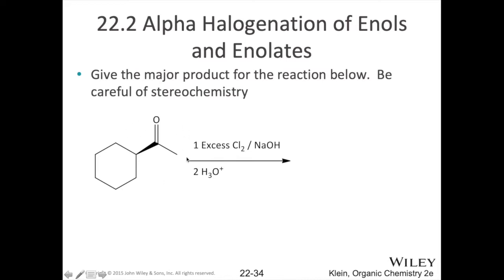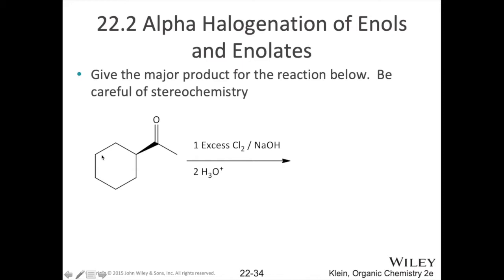Here's a ketone. Go ahead and draw the product for the reaction below. If you paused this and took a crack at this problem, hopefully, in addition to this methyl group, you noticed that there is a hydrogen on this alpha carbon as well. Don't forget that can also be swapped out for a chlorine. The question says to be careful of stereochemistry. I think that might have been a mistake, just because this cyclohexyl group is symmetrical, so this isn't technically a chiral center. This is going to be meso around that carbon.